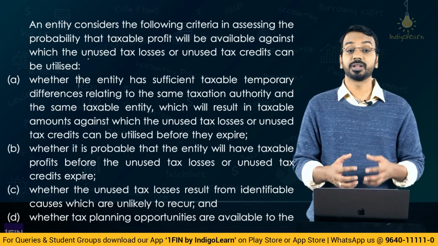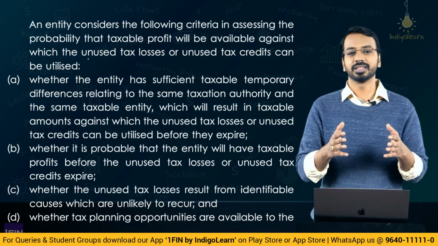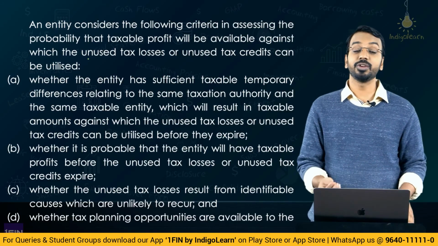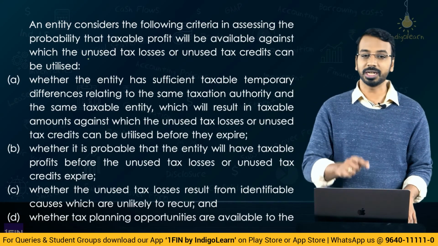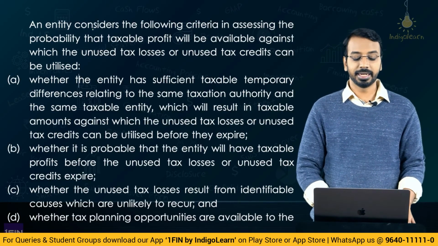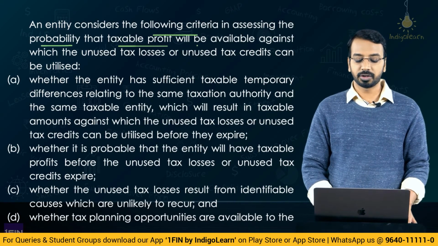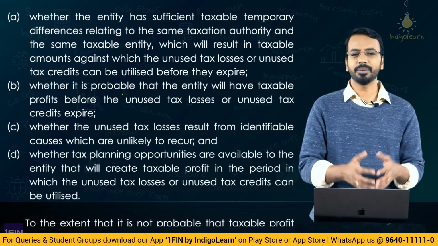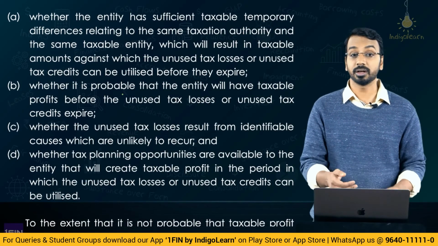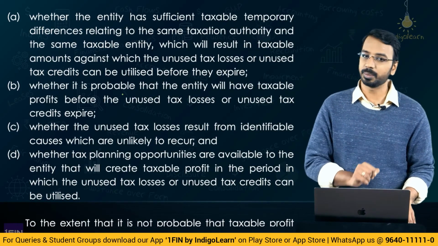Now, whenever an entity has to recognize deferred tax asset in respect of unused tax losses or unused tax credit, the entity has to evaluate whether there will be sufficient taxable profits in the future against which these losses can be utilized, right? So, accordingly, what the standard says is, an entity should consider the following criteria in assessing the probability that taxable profit will be available against which unused tax losses or unused tax credits can be utilized. So the standard talks about four criteria, but the entity can have more criteria to assess whether there will be sufficient taxable profits in the future against which these losses can be utilized, right?